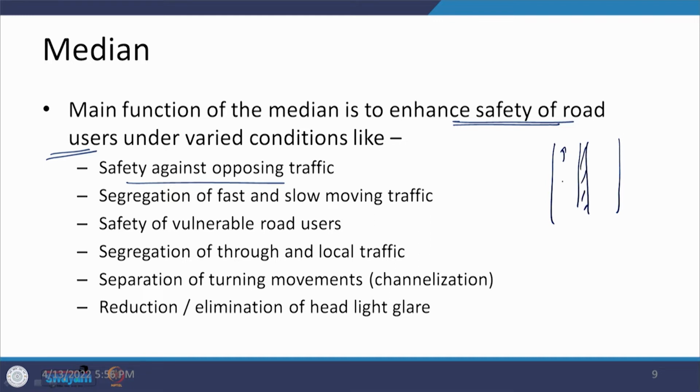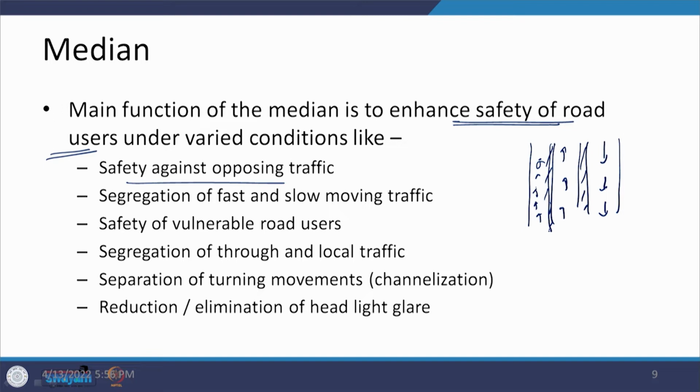So, the traffic is moving in this direction here and the traffic is moving in the opposite direction, there is no possibility of a head on collision in this case. Segregation of fast and slow moving traffic. If the slow moving traffic is substantial in nature, then we can have a separate lane for that, and in this case again to segregate them we can provide one median at this side also.